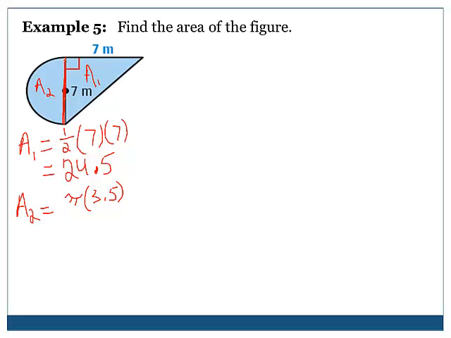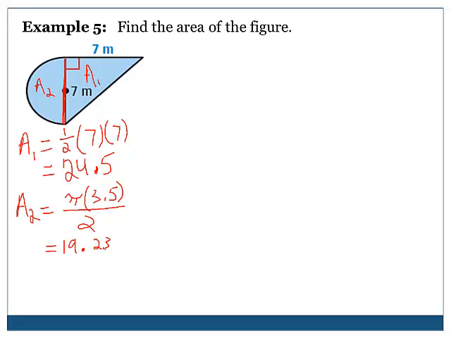Now, we only have half of the circle. So if we only have half of the circle, we could multiply by 1/2 or divide the entire thing by 2. Either one is going to work. And once we do that, we should get 19.23 for the area of our semicircle.